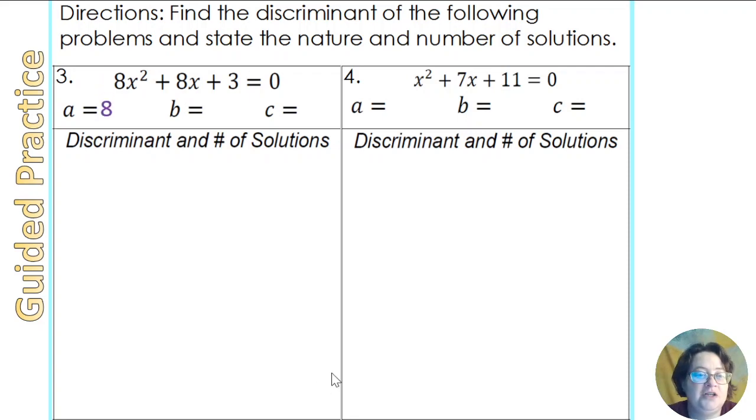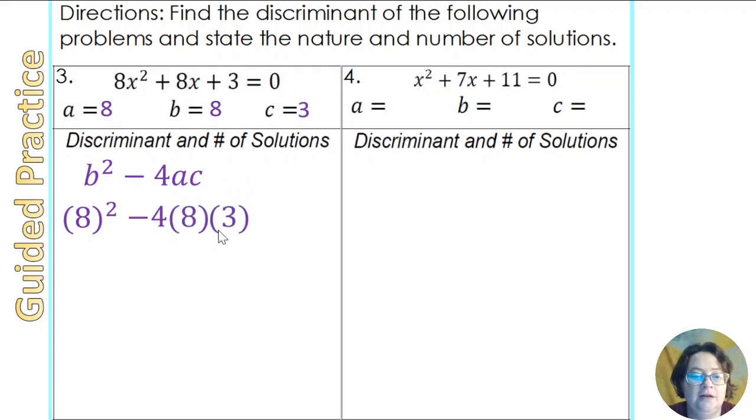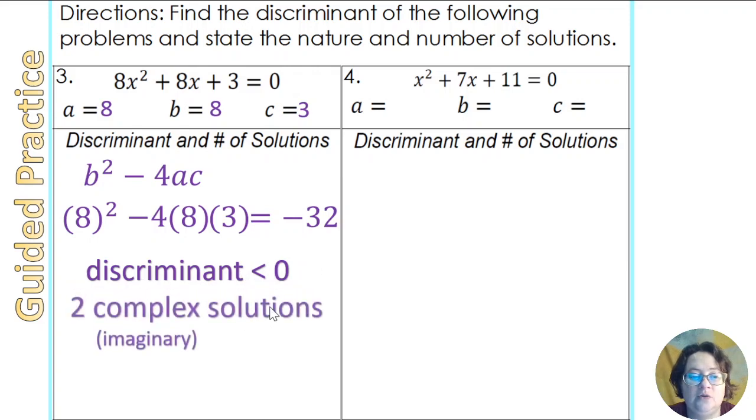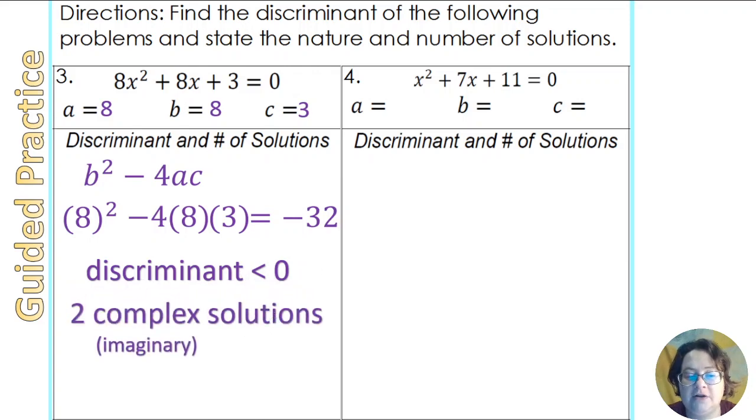All right, so we should have found that a is 8, b is 8, and c is 3. We write out b squared minus 4ac. Plug it in, 8 squared for b squared, minus 4, a, 8, c, 3. And plugging that into Desmos, we get back negative 32. Since we have a negative number, our discriminant is less than 0, so we have 2 complex solutions, or imaginary solutions.